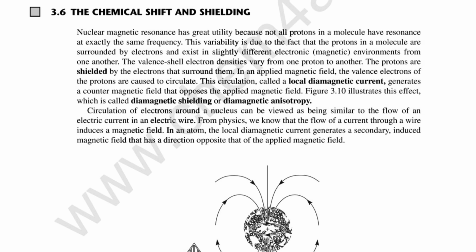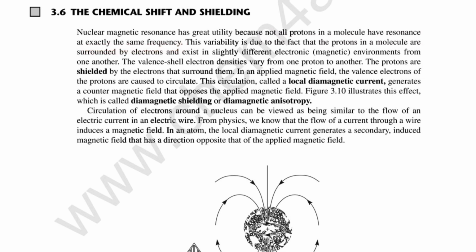However, if all the protons present in a molecule flipped at this frequency in the presence of a 1.4 Tesla magnetic field, then there would be no use of NMR at all in structural elucidation, because if all flipped at once, how could we have information about the different types of protons present in a molecule? So this is the beauty of NMR spectroscopy, and it explains that not all protons in a molecule have resonance at exactly the same frequency.